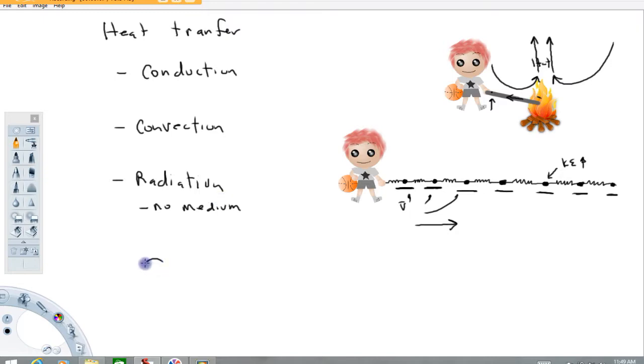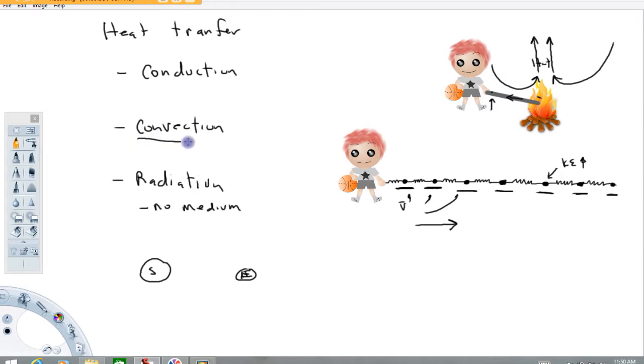An example of that, our sun transmits energy to the earth in the form of what we would call heat, in the form of electromagnetic radiation, and there's no matter. I mean, there's a little matter in there, but you do not need matter in between the sun and the earth for this to take place. Radiation can occur right across a complete vacuum. That's not true for conduction and convection.